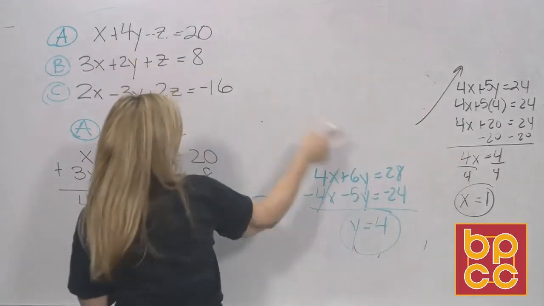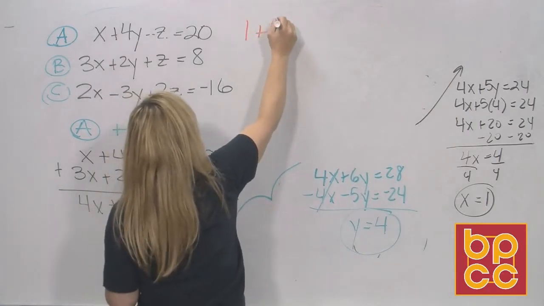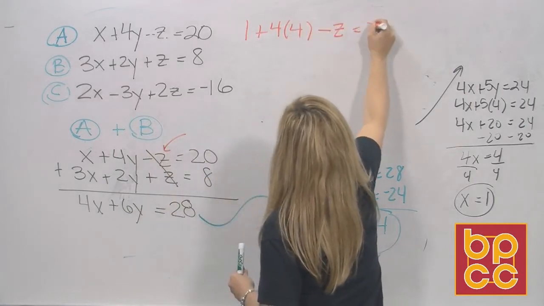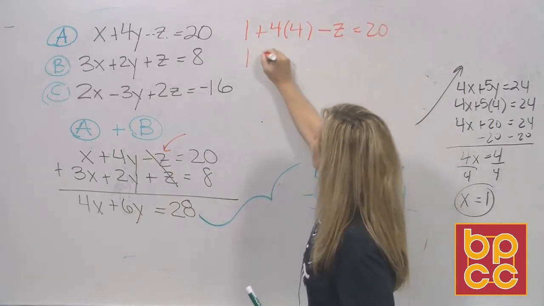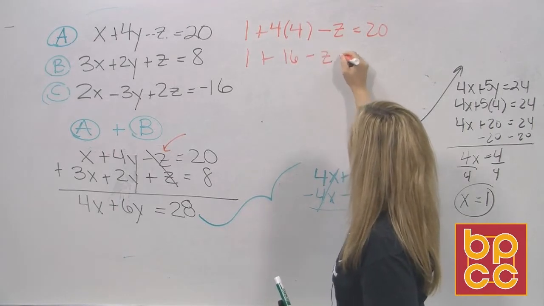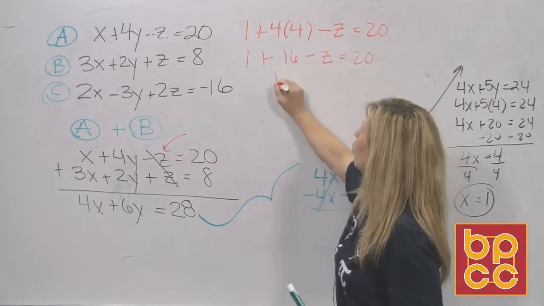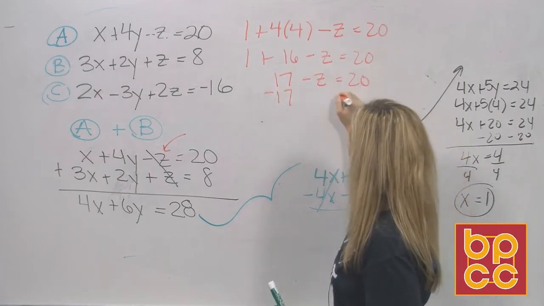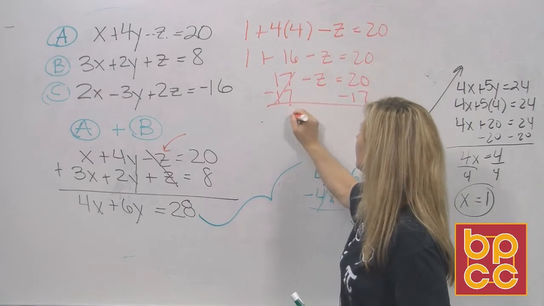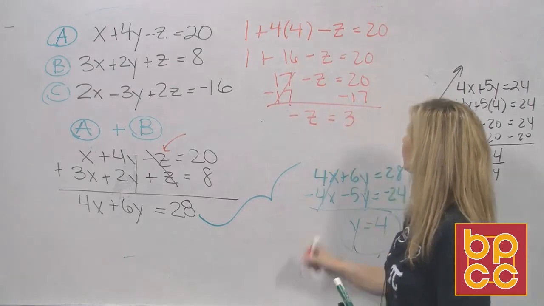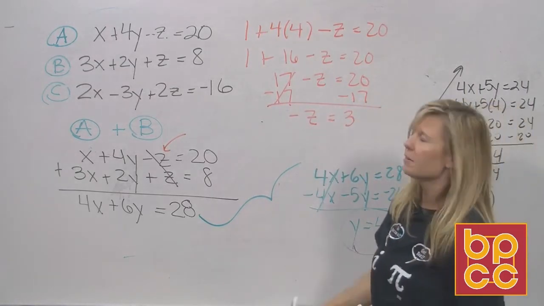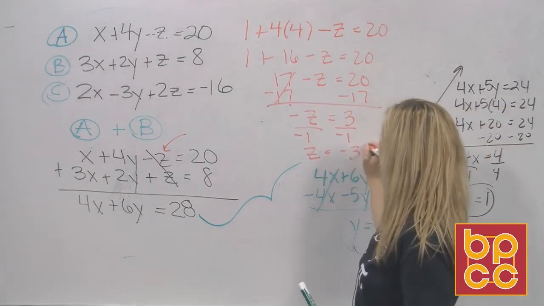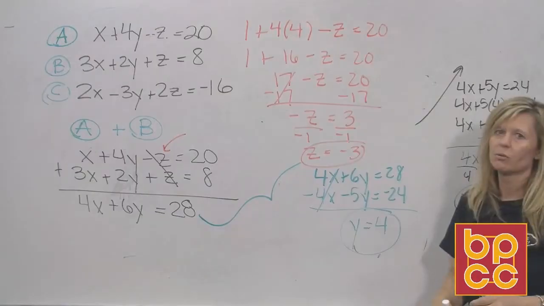So if x is 1, 1 plus 4, we know y is 4, minus z equals 20. 1 plus 16 minus z equals 20. 1 plus 16 is 17 minus z equals 20. I'm going to subtract 17, negative z equals 3. Can you have a negative z? Very good, no. You have to divide by negative 1. Z equals negative 3. There are your three solutions.